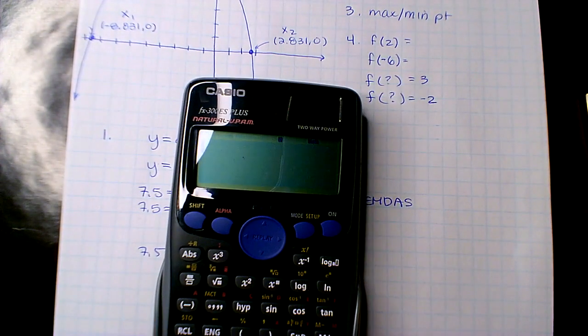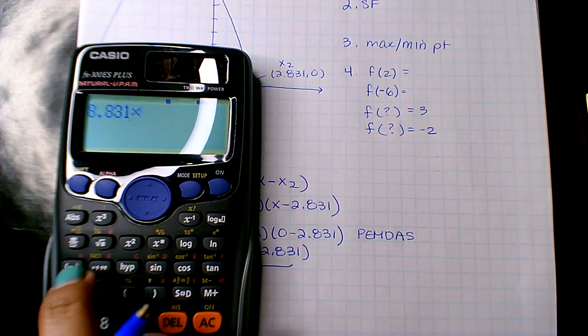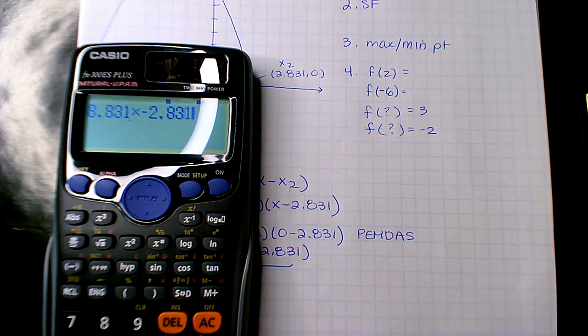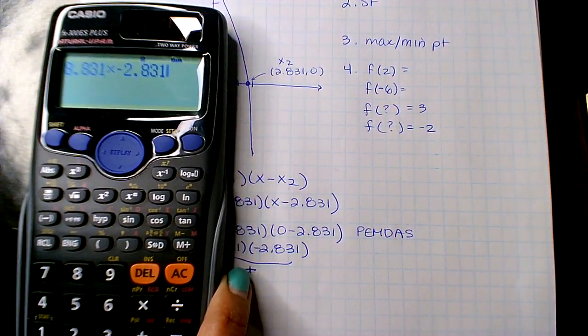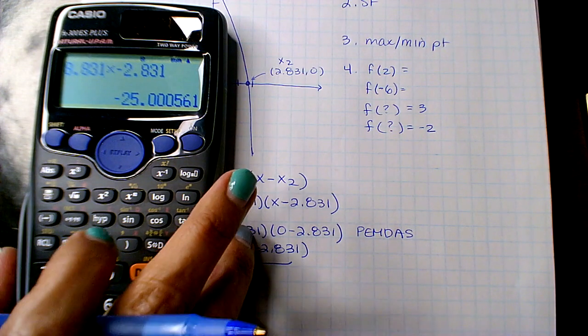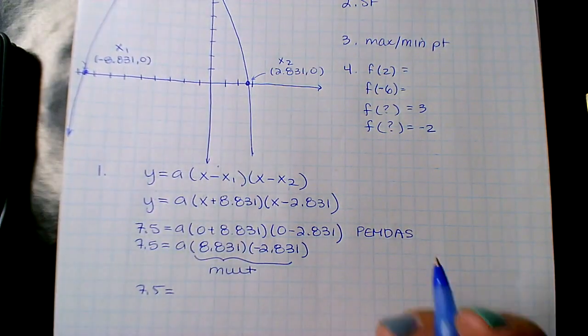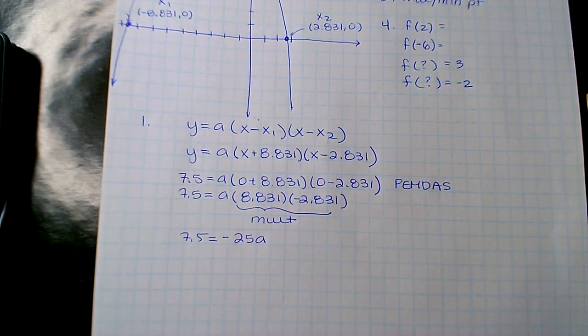So what is, you can't see. Did I do that right? Negative 2, 8.31? Yeah. Okay. So those two values times together gives you negative 25. So I'm just going to go with negative 25, okay? So this gives me negative 25a. So far, so good?